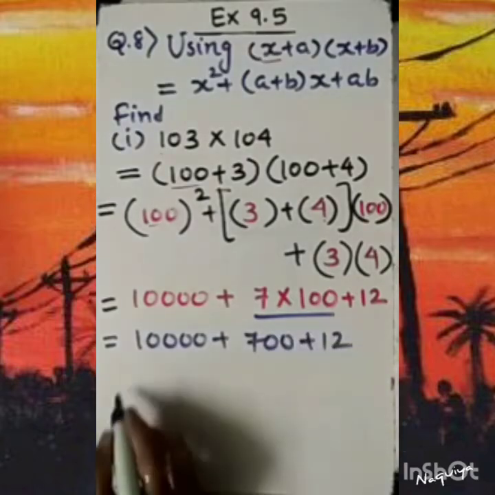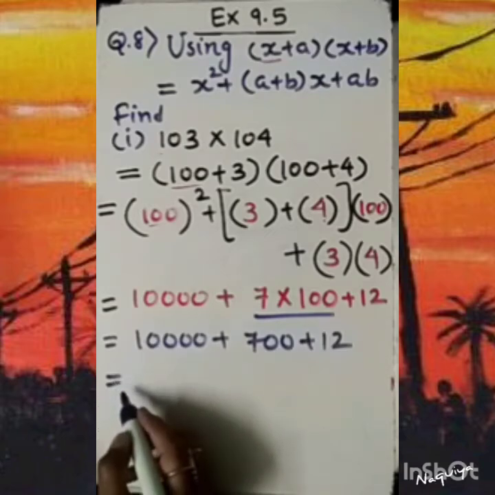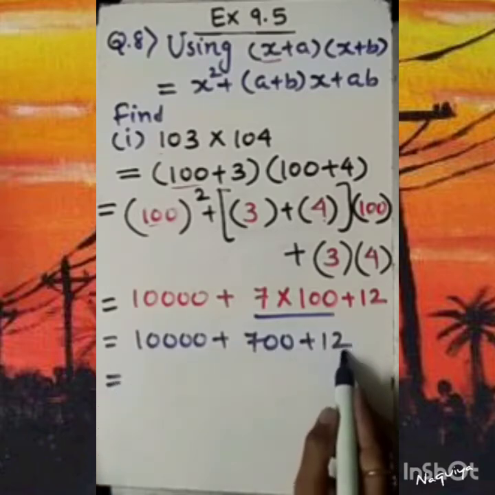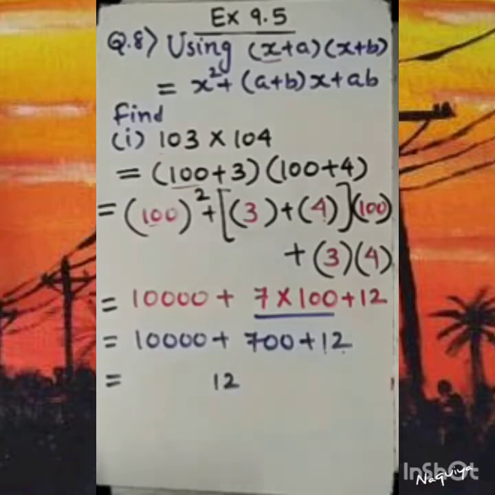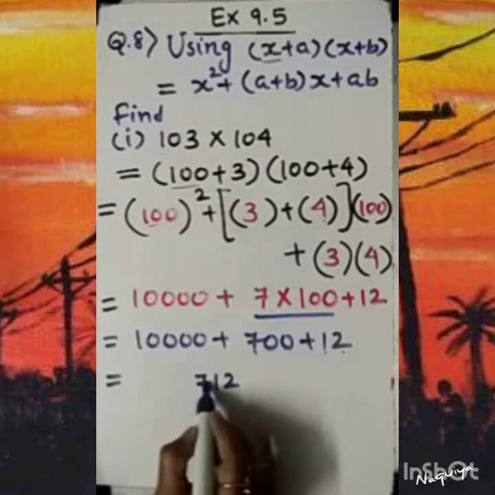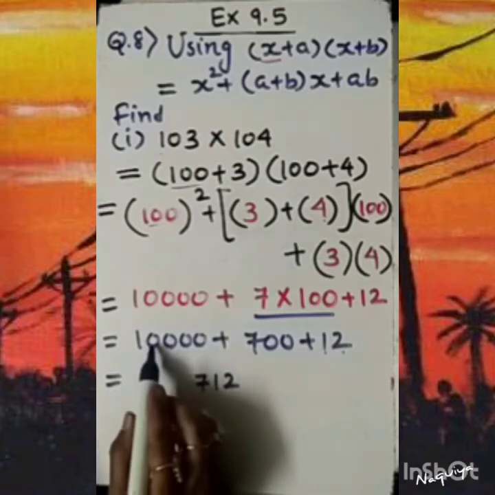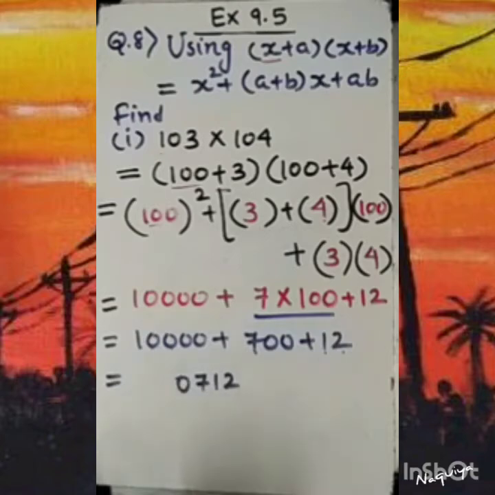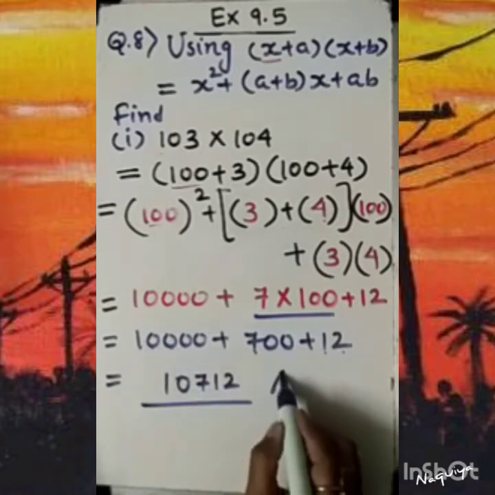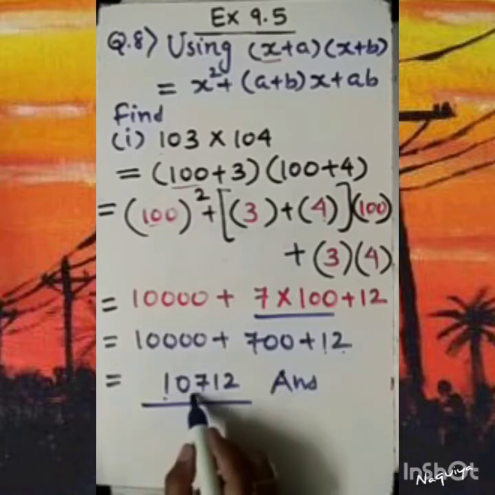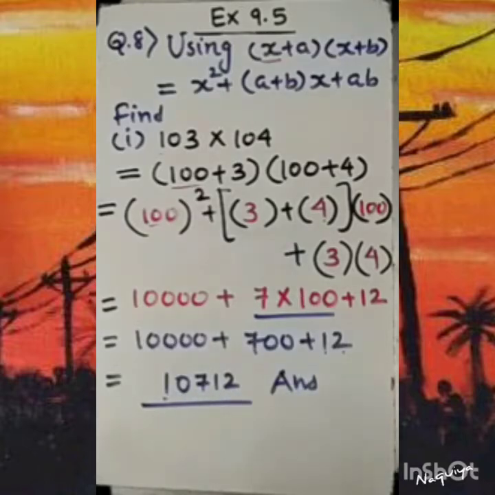Fine. So let's add all these things. Last digit is 2, so 2. Here it is 10's place 1, so 1. 100 place is 7, so 7. Up to here clear? And now here only 0 at the 1,000 place, and this 10,000 place is 1. So the answer is 10,712. This is the solution for question 8. It's the first part.